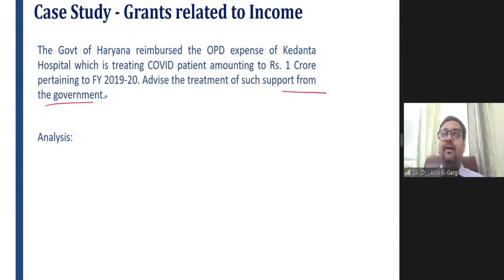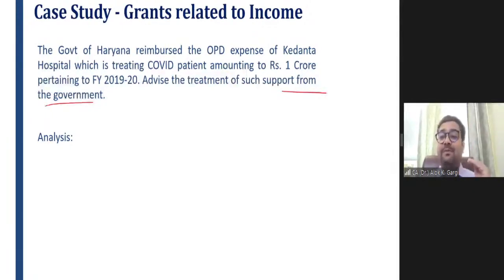This is a grant related to expense. And what is the treatment? How it has to be shown? So there are two alternative treatments. 1 crore can be shown as an income in financial year 2019-20, and the related expense can be shown as an expense. The second, this 1 crore can be reduced from the related expenses.